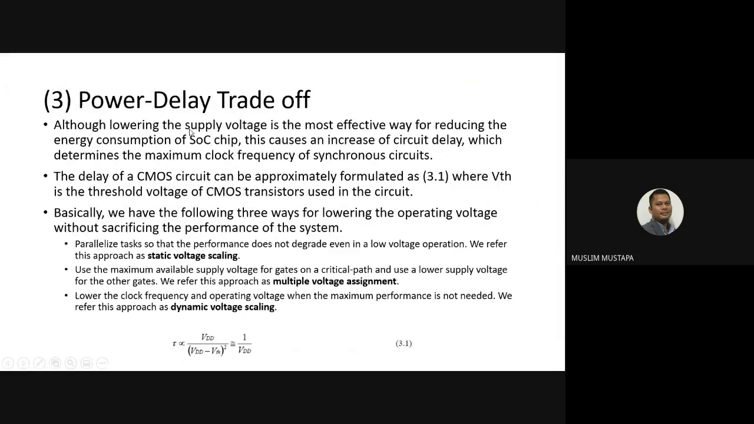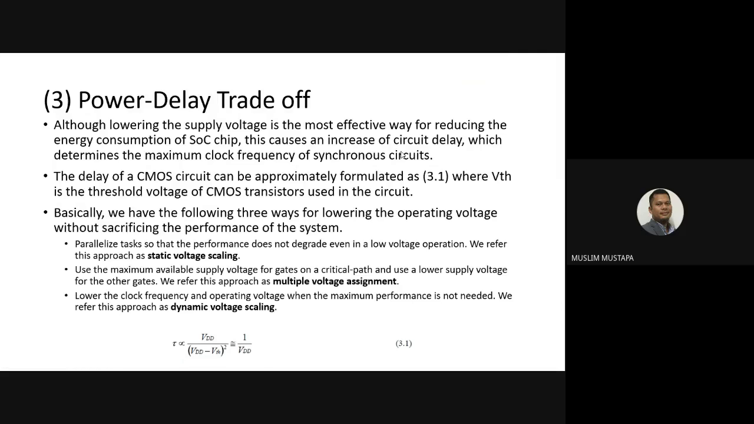Now we look into the power delay trade-off. Although lowering the supply voltage is the most effective way when we talk about reducing the power, and of course we are reducing the supply voltage, the thing is that when you reduce the supply voltage, what happens? It will increase the circuit delay.